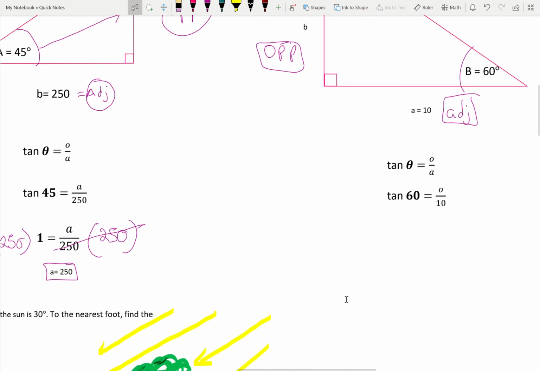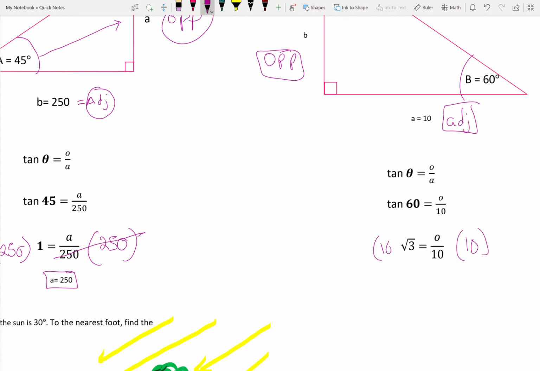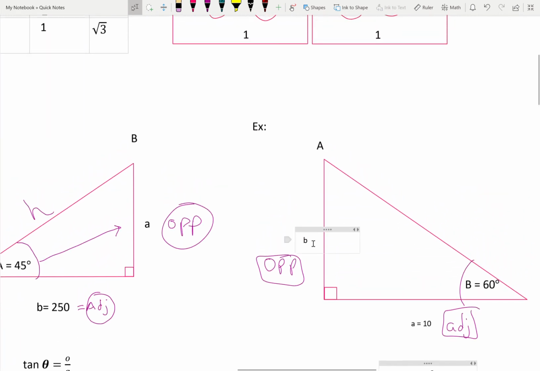So I can replace tan of 60 degrees with square root of 3 and set it equal to my left-hand side. So how do I solve for the opposite side length? Well, just like before, I multiply both sides by 10. These two 10s will cancel out, and I'm just left with 10 times square root of 3 equals B. Sorry, I don't know why I left it as O. All of these should be B, right? Because that was what they labeled it as.